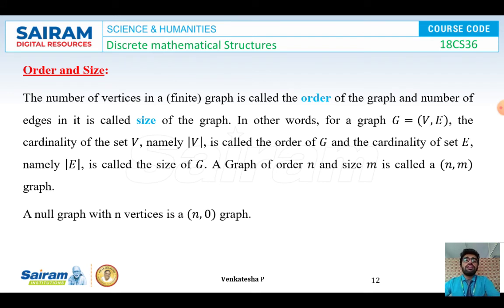So in other words, we can say that the graph G is equal to (V, E). The cardinality of the set V, denoted by modulus of V, is called the order of the graph G, and the cardinality of the set E, denoted by modulus of E, is called the size of the graph G. A graph of order n and size m is called an (n, m) graph. A null graph with n vertices and 0 edges is called an (n, 0) graph.